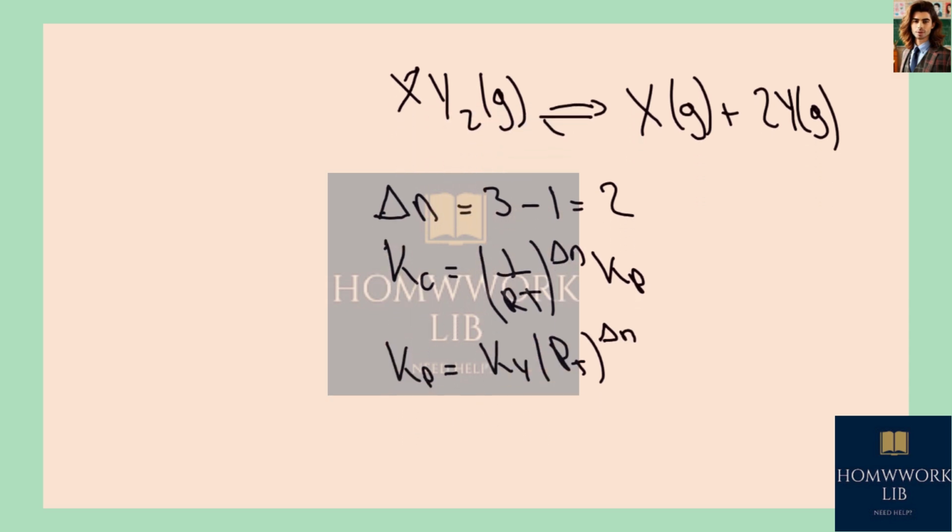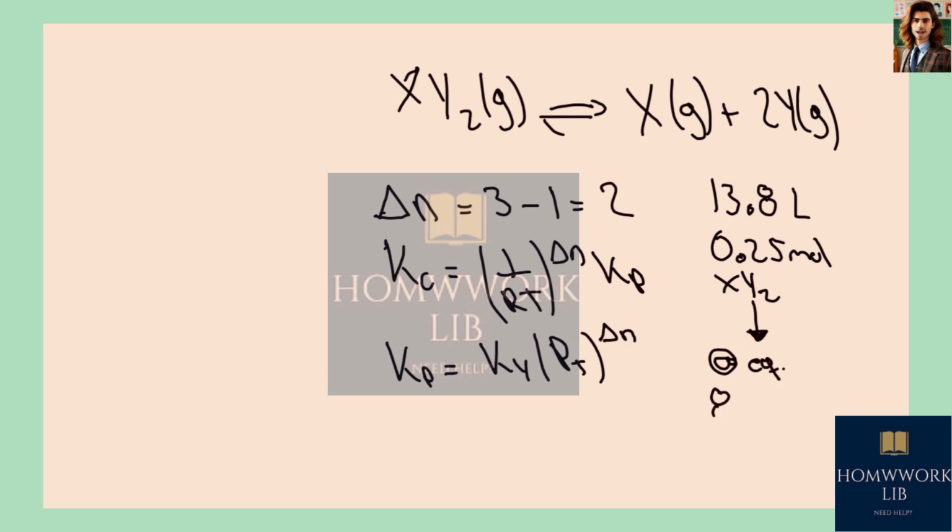So for this problem, we're told that we start employing a 13.8 liter vessel, which contains 0.25 mole of XY2. This is going to start to decompose, and we are only given the pressure that we achieve at equilibrium. So whenever we reach equilibrium, we have a total pressure of 840 millimeters of mercury. I'm going to transform this quantity into atmospheres, since it is going to be easier to do the calculations relating that to the gas constant. So the value of 840 millimeters of mercury is equal to 1.105 atmospheres.